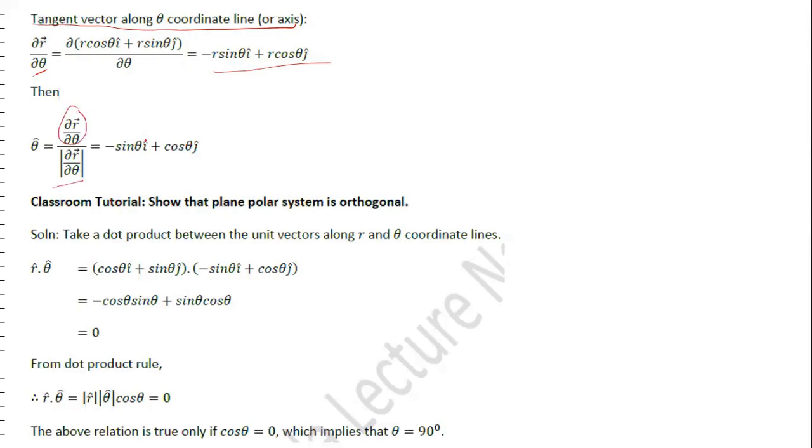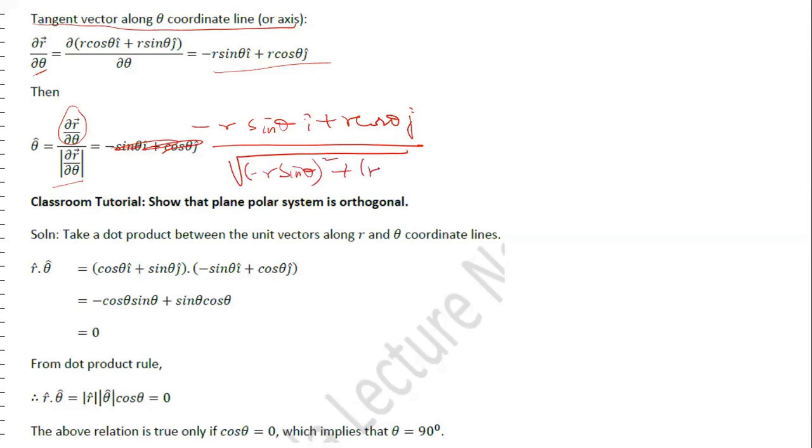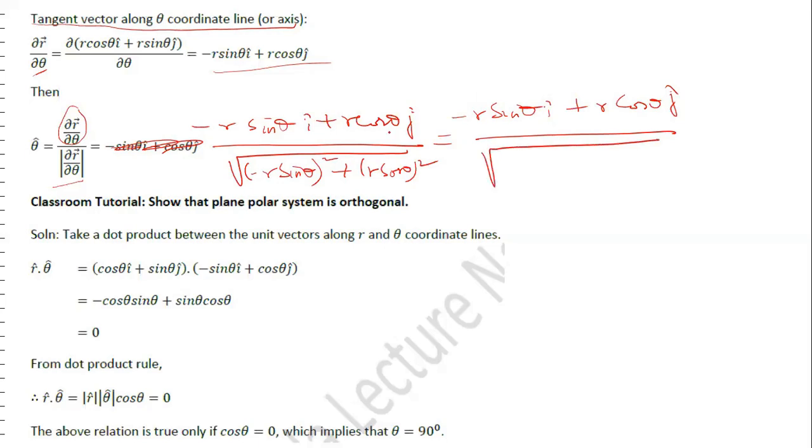Then if you do that, let me expand it. It's going to be minus r sine theta i plus r cos theta j, divided by the square root of this, which is minus r sine theta whole square plus r cos theta whole square. So if you do that, minus r sine theta i plus r cos theta j divided by this, and minus squared is 1.